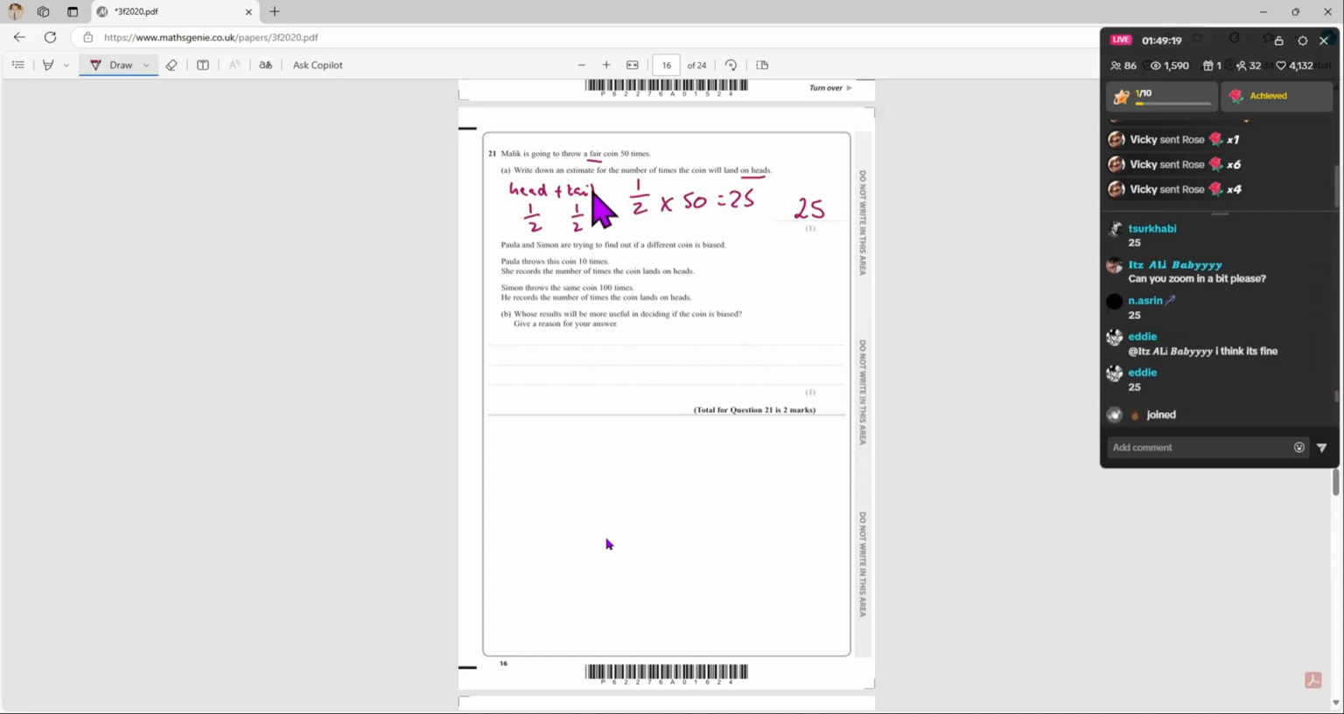So, part B is that Paula and Simon are trying to find out if a different coin is biased. She throws the coin 10 times. She records the number of times the coin lands on heads. Simon throws the same coin 100 times. He records the number of times the coin lands on heads. Whose results will be more useful in deciding the coin is biased?